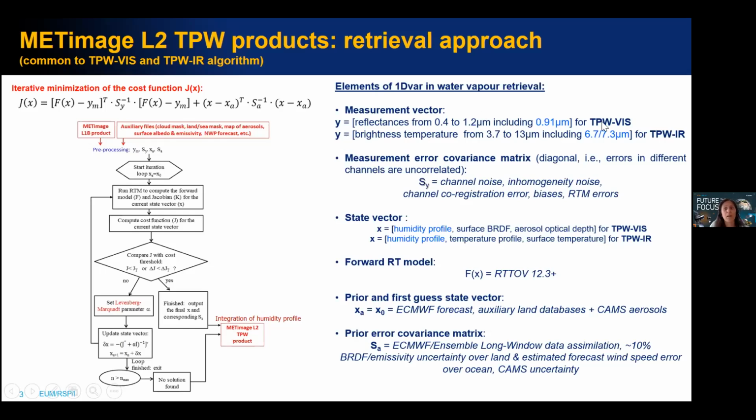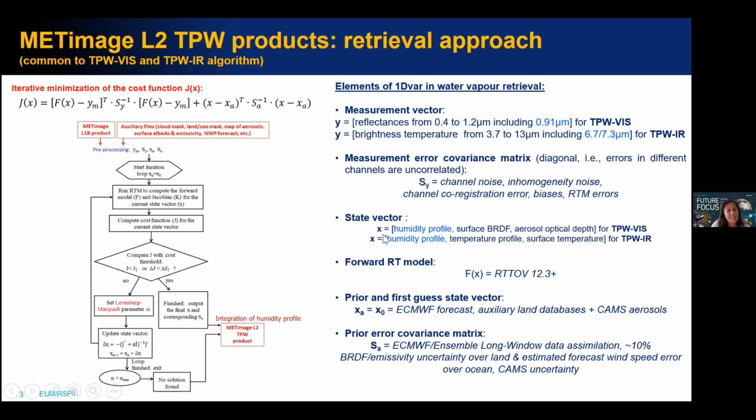In the case of TPWVis, these are all the reflectances from 0.4 to 1.2 micron, including, of course, the water vapor absorption band at 0.9 micron. And in the case of the infrared retrieval, these are brightness temperatures from 3.7 to 13 micron, including the two thermal infrared water vapor absorbing channels. Then we also have, of course, in the retrieval, the Sy matrix, which is basically the error covariance associated with the measurement, which contains all possible sources of errors. So channel noise, channel co-registration error, biases, and so on.